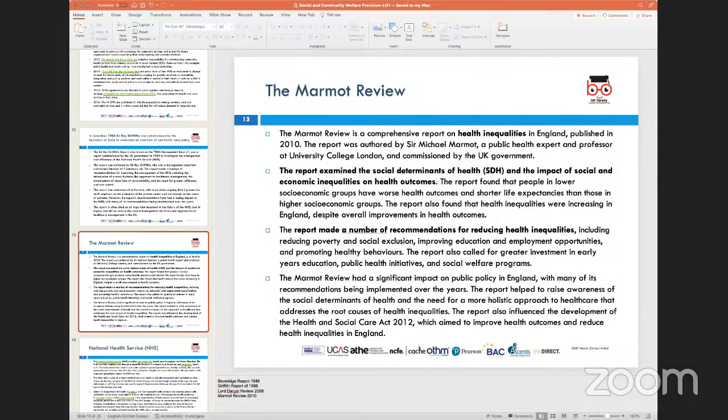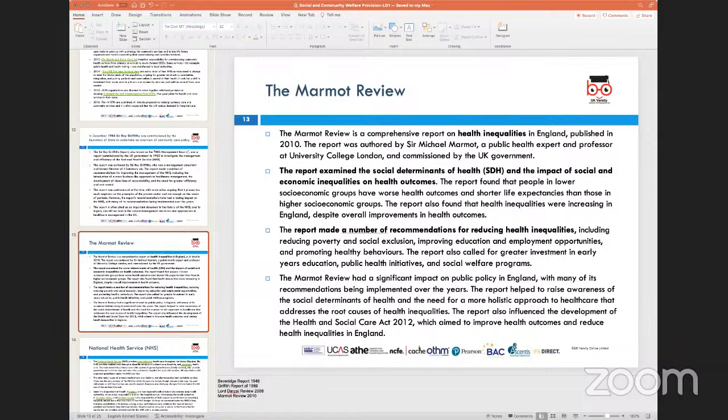And if there were links between them, then how does the government and the NHS look at reducing these inequalities, which would allow individuals to get pretty much equal facilities in terms of treatment when we talk about the National Health Service.